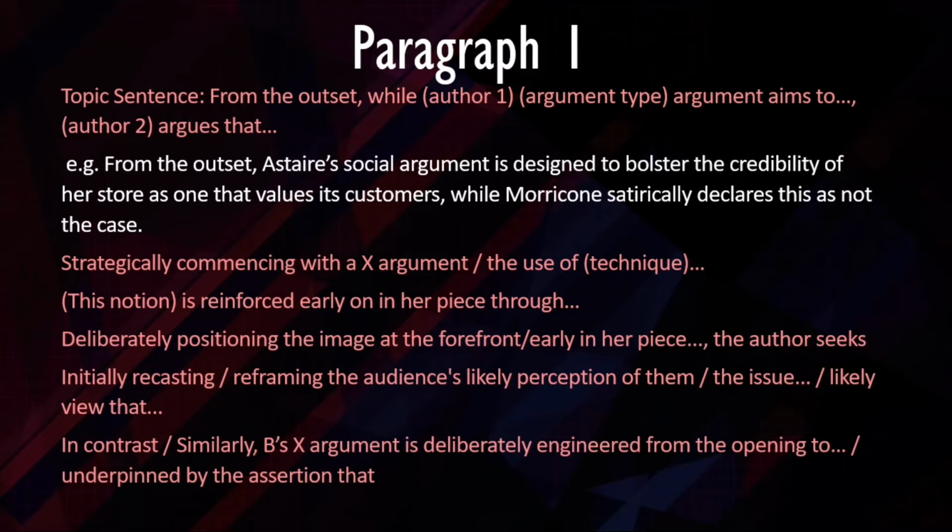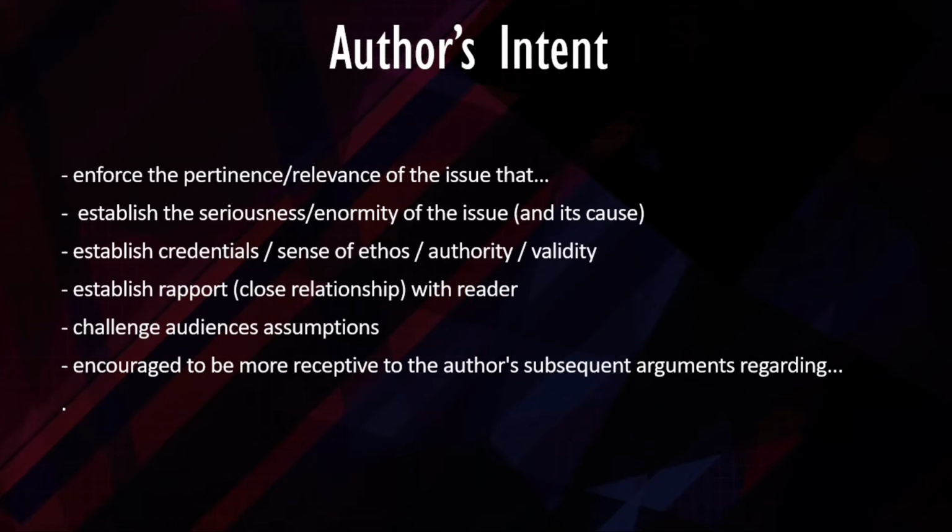And some other ones here, you can have a read through these, but if you look at all of these, there is a common trend, and that's they refer to the location of the argument, which is the beginning. So they all refer to the fact that this paragraph is about the beginning of the author's argument. So that's why there's phrases such as in the forefront or early in her piece, initially recasting, deliberately engineered from the opening to, and so on. If you're wondering about what you can talk about for this first paragraph, some common points to talk about for the author's intent or why the author is doing something are as follows.